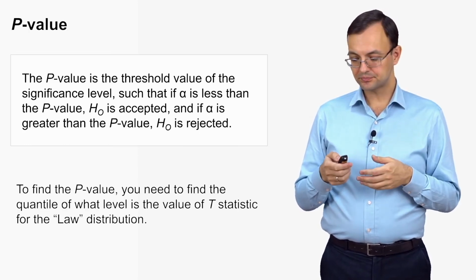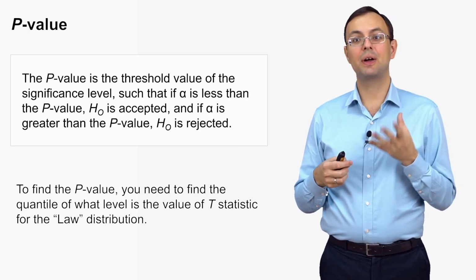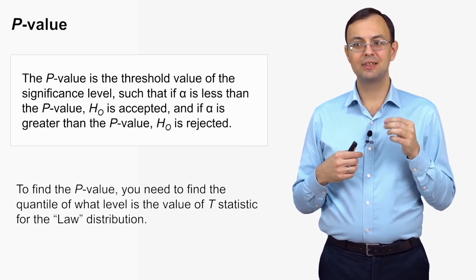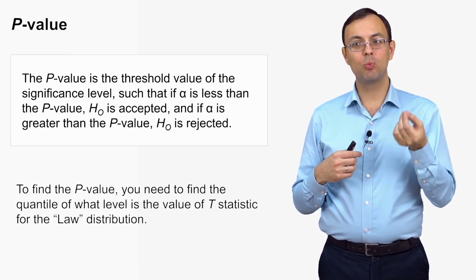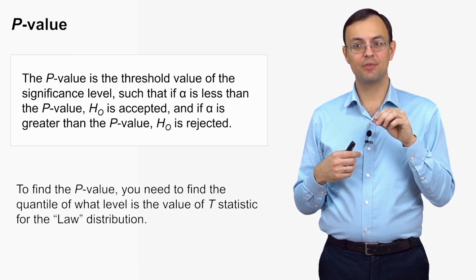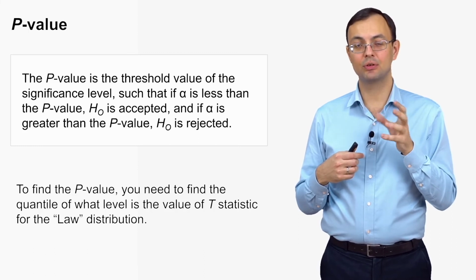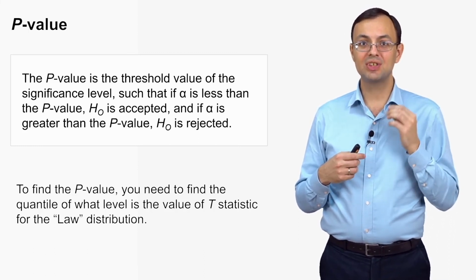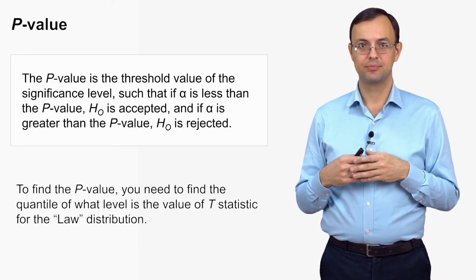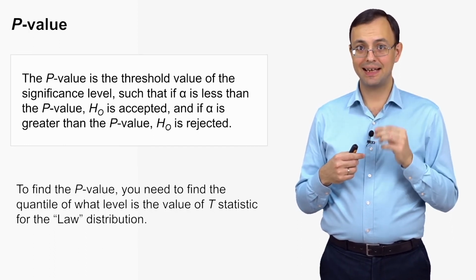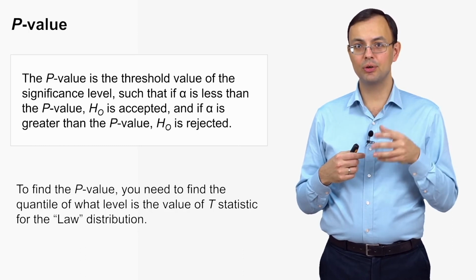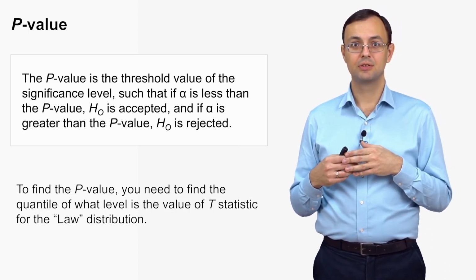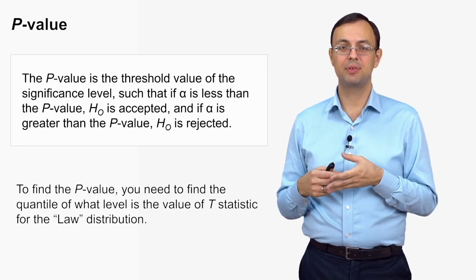So how can we find the p-value? To find the p-value, you need to find the quantile of what level the value of the t-statistic is for the law distribution. And to find this, you need to have the CDF of the law distribution. So to find the p-value, you should know the CDF of the law distribution. If you have it, you can find the p-value.